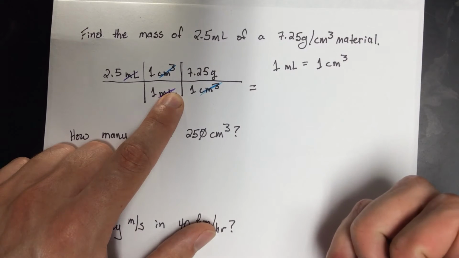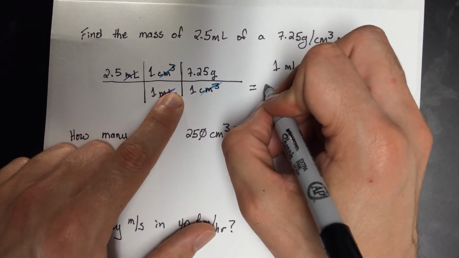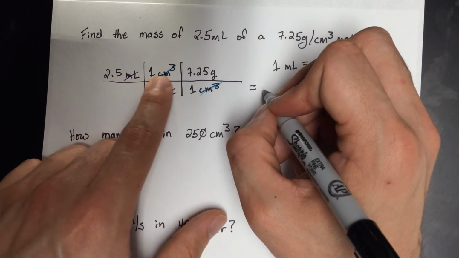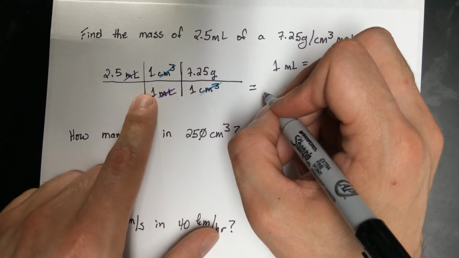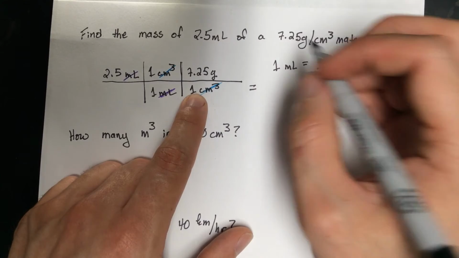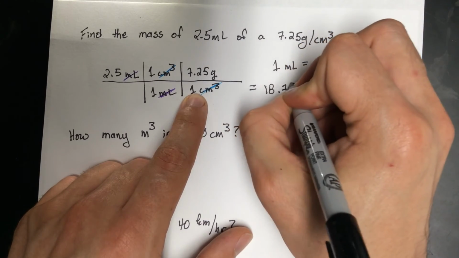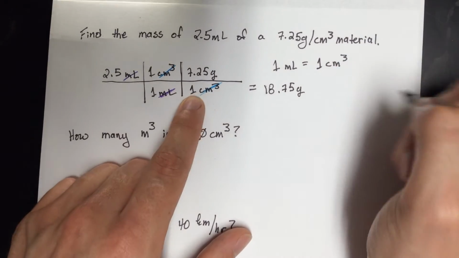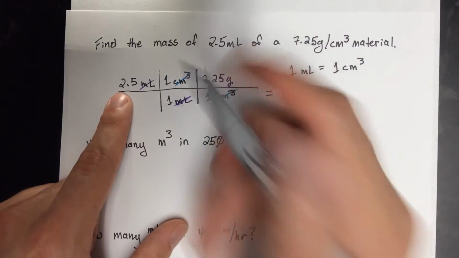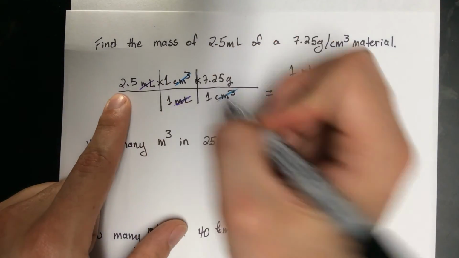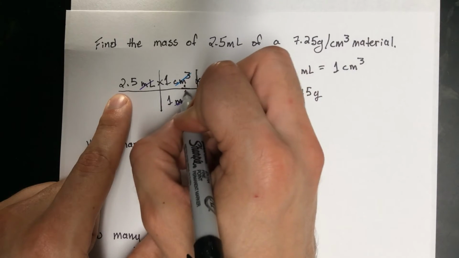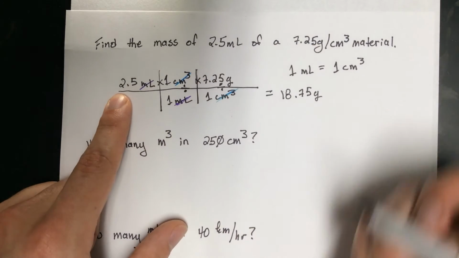My calculator says that the answer is 2.5 times 1 times 7.25 divided by 1 is 18.75 grams. And for those who didn't quite catch, I am multiplying across the top and then dividing by the denominator.